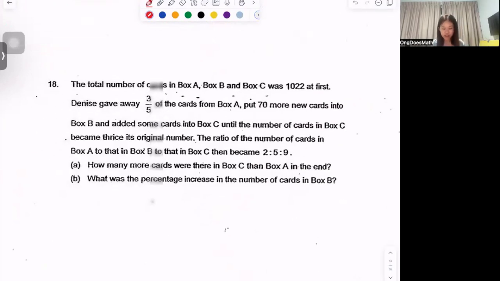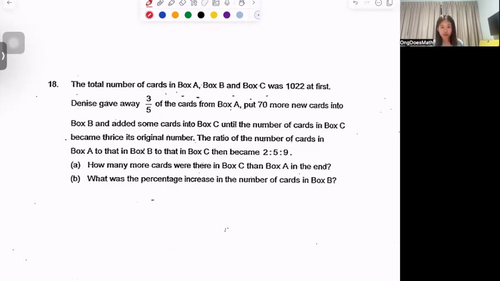So our last question is, the total number of cards in box A, box B, and box C was 1022 at first. Denise gave away 3/5 of the cards from box A, put 70 more cards into box B, and added some cards into box C until the number of cards in box C became thrice its original number. The ratio of the number of cards in box A to that in box B to that in box C then became 2:5:9. Part A asks you, how many more cards were there in box C than box A in the end?